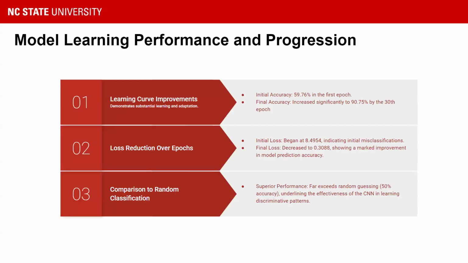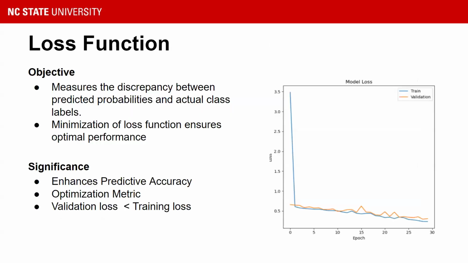Coming to the model learning performance and progression, we initially noticed an accuracy of 59.76%, which finally improved to 90.75%. Additionally, we noticed a loss reduction over epochs, and as compared to random classification, our model was far more superior.